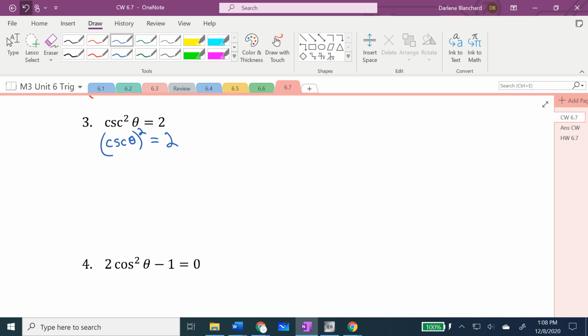So how do you undo a squared? You square root. And let's remember back really, really, really long ago. Do you remember what you have to remember to do when you take the square root of both sides? Good, plus or minus. What that means is we get the equation cosecant theta is equal to plus or minus the square root of 2.